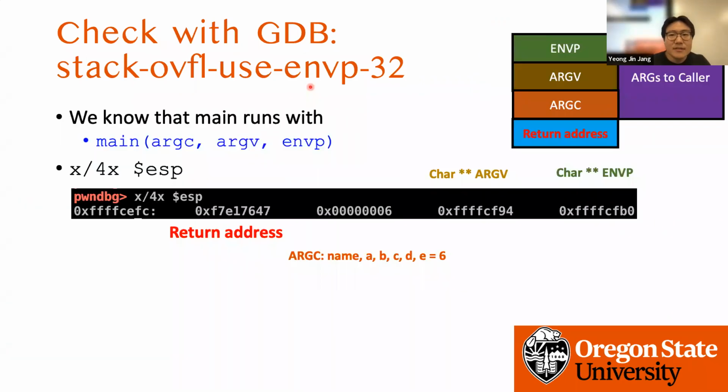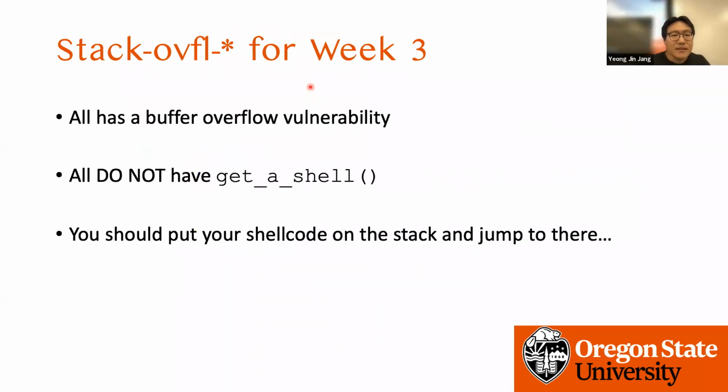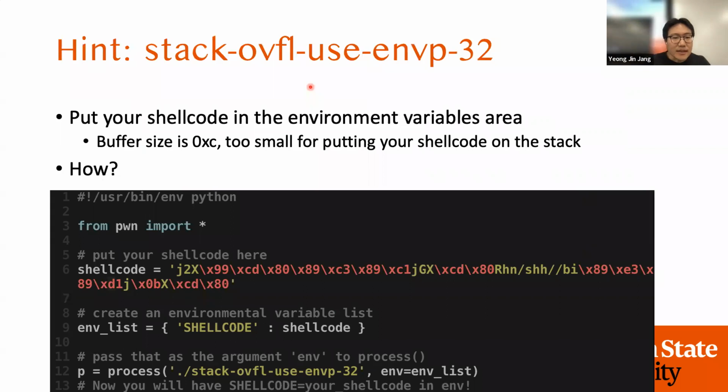You can follow this graphic. This is how you can put the shellcode in the environmental variable. You can create the env dictionary and then supply that into the pwntools process argument. Then pwntools will put the shellcode in your environmental variable and run it.